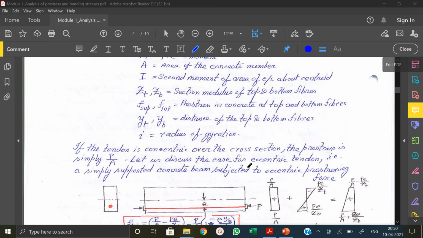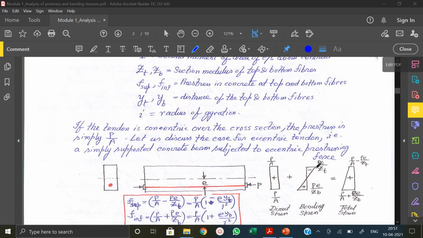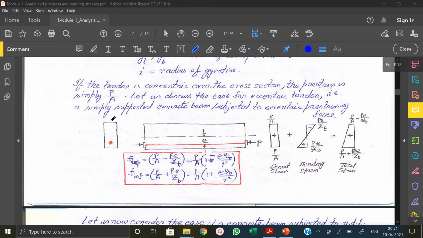Let us now discuss the case for an eccentric tendon, that is a simply supported concrete beam subjected to eccentric pre-stressing. That is what we have seen here. The beam section, we have the eccentricity here P, there is no UDL considered, so there will be a direct stress P by A and a bending stress due to this P into E, that is you can see here P into E by ZT. ZT is the section modulus, that is I by Y. Z is equal to I by Y.